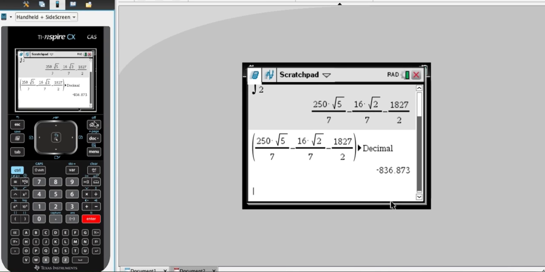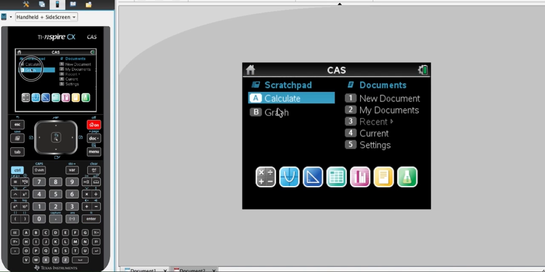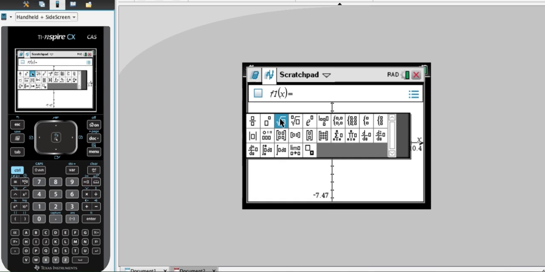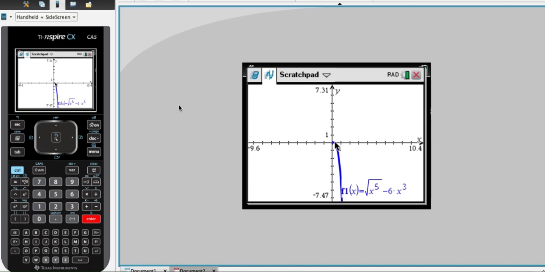So another great way to find the definite integral function is to go to the graph function. And if we click on the graph function and then click tab in order to input our function, then let's put the function in, which is square root of x raised to the 5th power minus 6x raised to the 3rd power, and graph it. It gives us this graph.